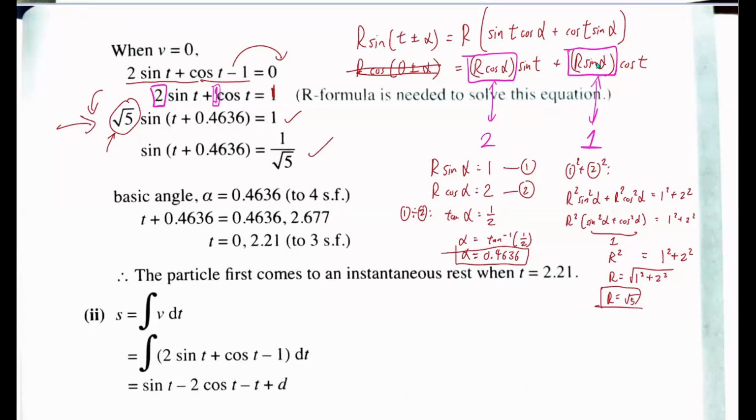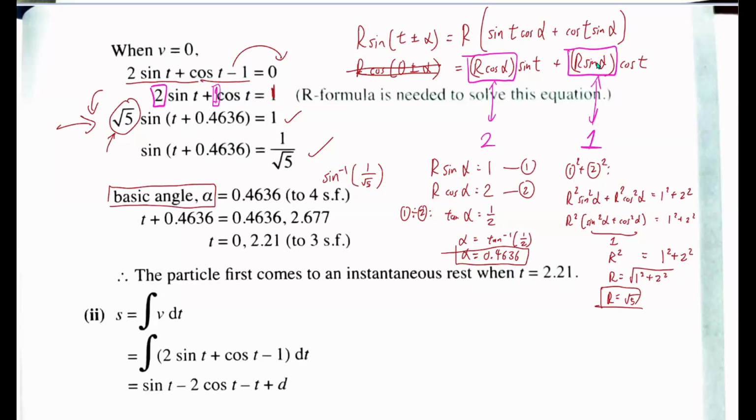Then please remember, always find the basic angle first. How do you find the basic angle? You take sine, and then you take the inverse of the right-hand side, but make sure the right-hand side is a positive value. Even if it's negative 1 over root 5, you throw away the minus, and then you take the inverse. Okay? Throw away the minus sign, take sine inverse of the positive version. And you should get 0.4636.